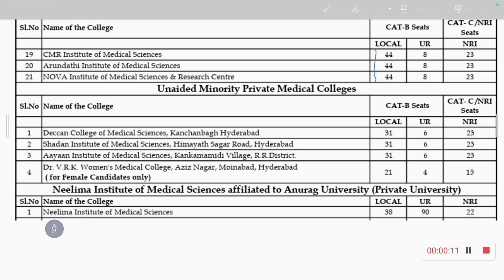But when we see the minority colleges, as I told you, 25% seats are only the management seats. So here you can see the local in 25%, you have fewer seats. Even if you have 150 seats in Deccan and 150 seats in Nova, you will find 31 seats are only for locals, and the unreserved category is 6 here, 8 here, even with the same number of seats. But in the case of Nilima college, here you can see 90 seats are unreserved and open to all, local are 38 and NRI are 22 seats.